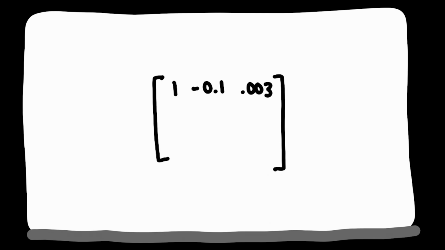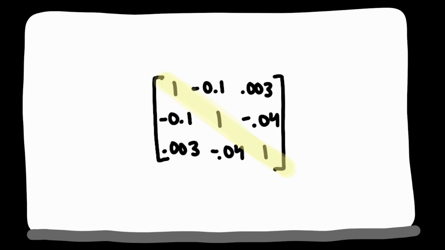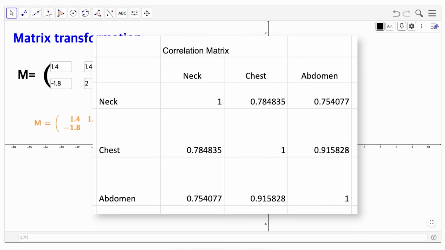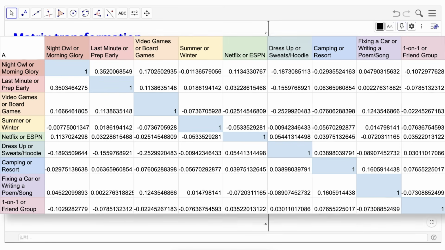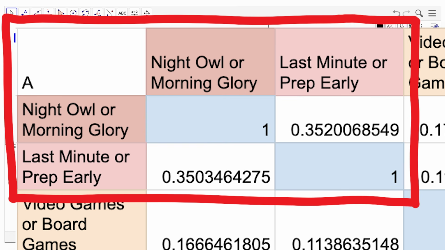A correlation matrix is a matrix that shows the correlation of each variable in a dataset with all other variables. In a correlation matrix, the diagonal entries will always be 1, because that's a perfect positive correlation, which always happens with the correlation of a variable to itself. Here's the correlation matrix for the neck, chest, and abdomen variables. Here's the correlation matrix of the 9 preference survey responses. With only 2 variables, the matrix has 1s down the diagonal and the correlation of the 2 variables in the off diagonal.